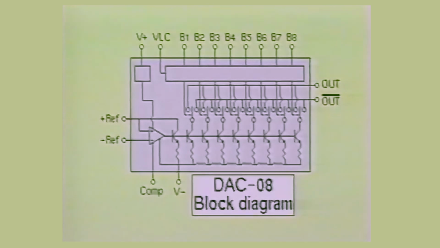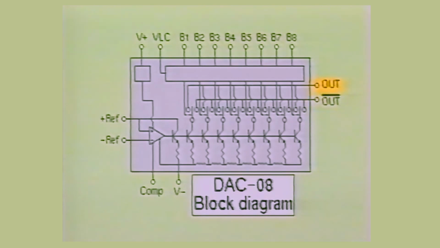Internally, this device contains the R2R ladder network, electronic switching devices, current sources, and a reference amplifier. Notice there are two current output terminals. One is the true output, and one is the complemented output.